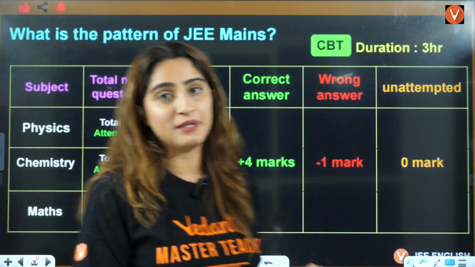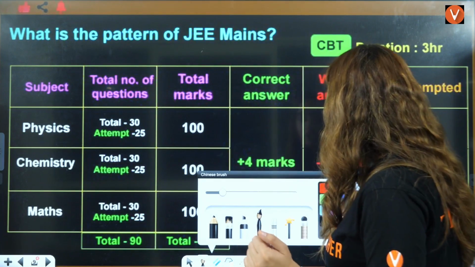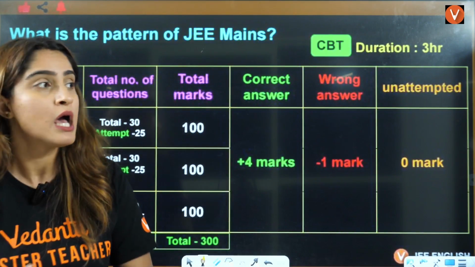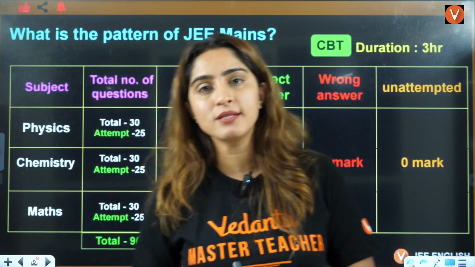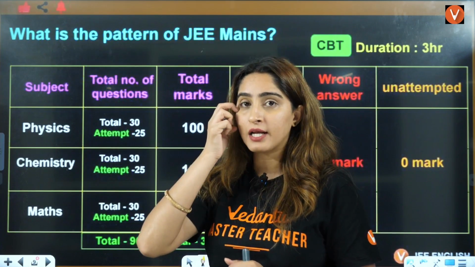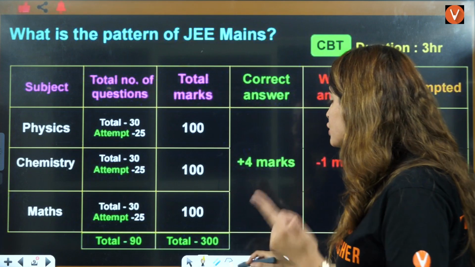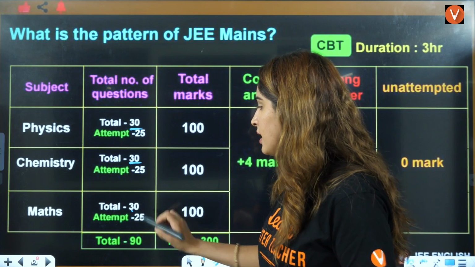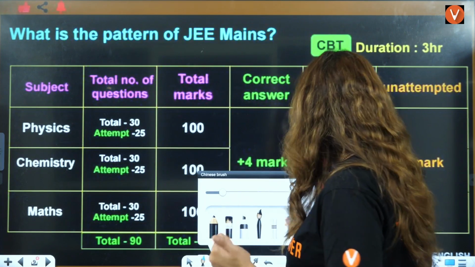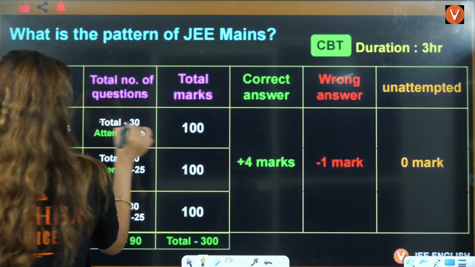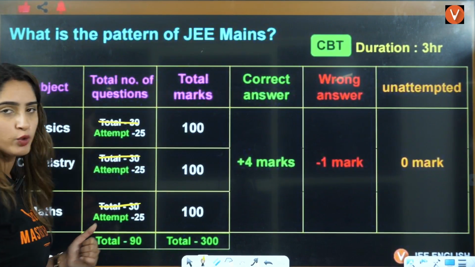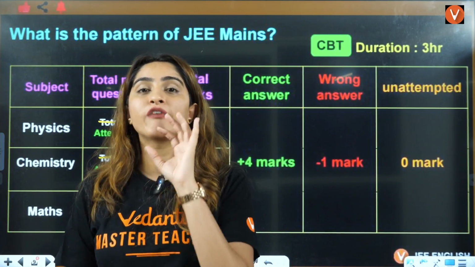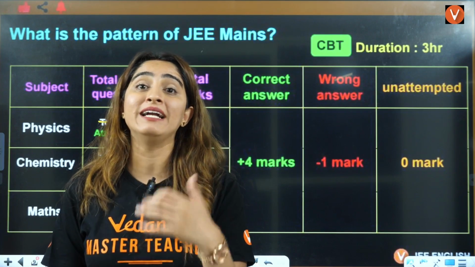Now, let's talk about the marks for JEE Mains, right? What is the pattern of JEE Mains? Eligibility we have already talked about. Now, talking about the pattern of JEE Mains, we can prepare ourselves for that, right? So, first thing is, each subject will have 30 questions in total. Not 30 questions, actually it will be 25 only, so I'll just mark it correct. It will be 25 questions in total, right? 20 questions will be MCQ based, and 5 questions will be numeric or integer based.